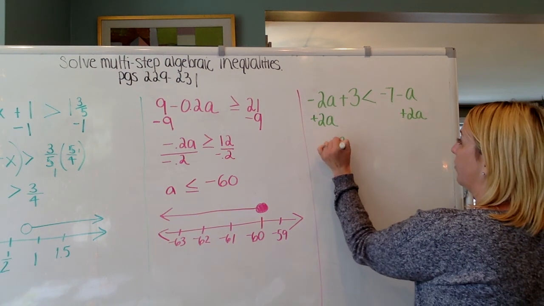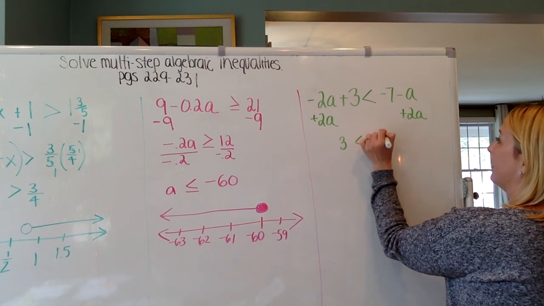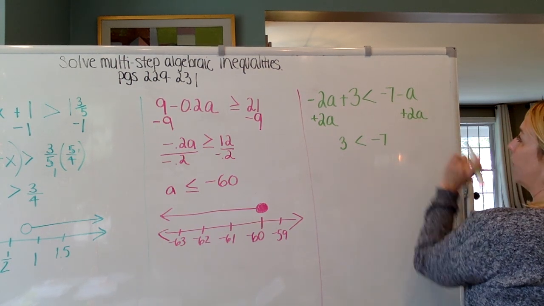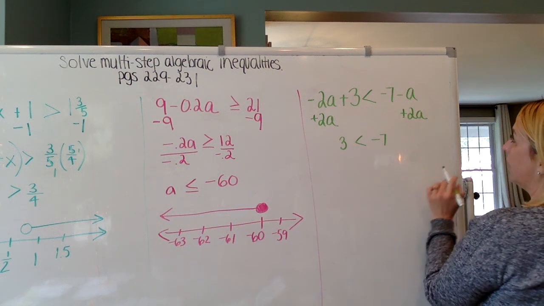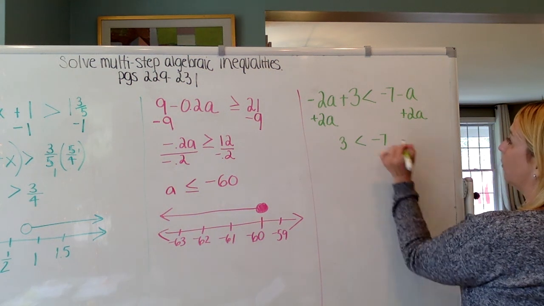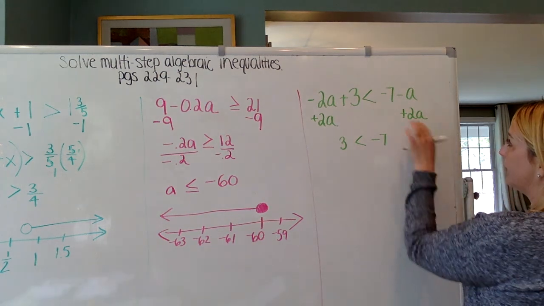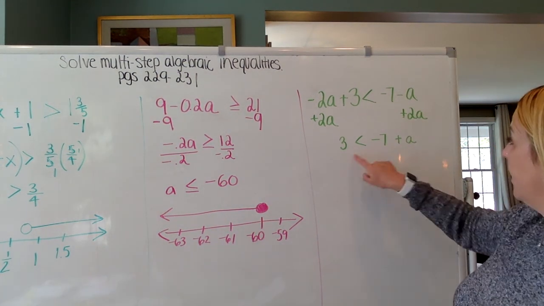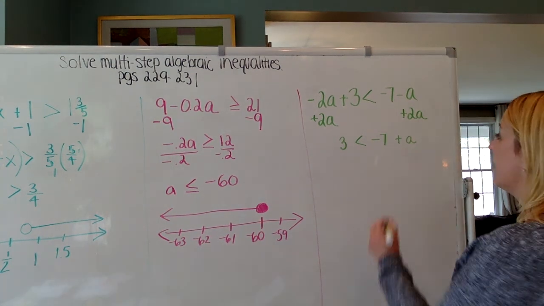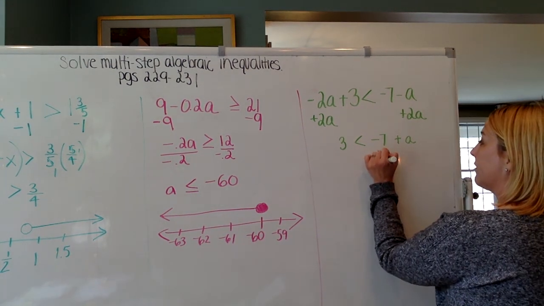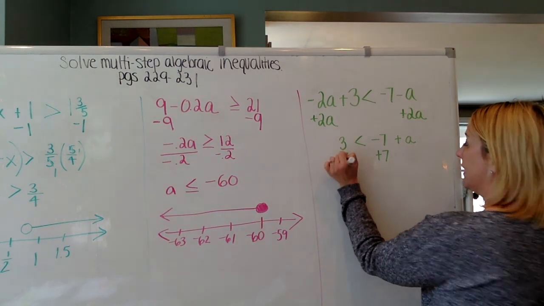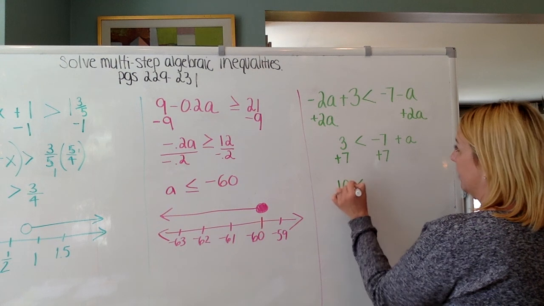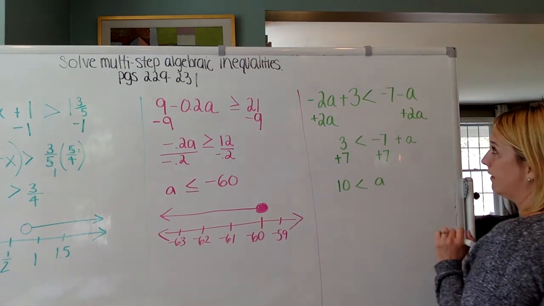So now I have 3 is less than negative 7, and then positive 2a, negative a plus 2a. We're going to do absolute value. 2 minus 1 is 1, so 1a, and it takes on the number with the greater absolute value, which is the positive. So we have positive a. So 3 is less than negative 7 plus a. Now, to get rid of this constant, we're going to add 7. Add 7. So now we have 10 is less than a.